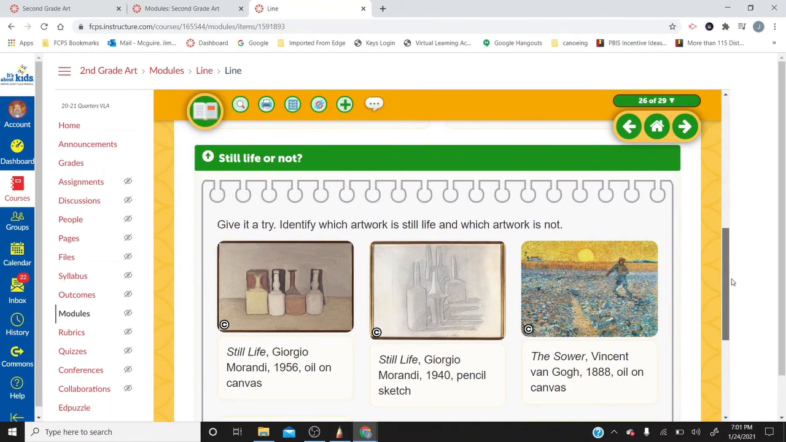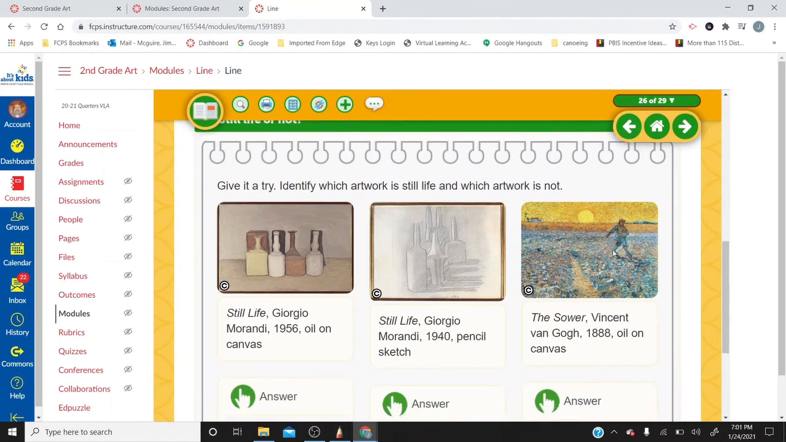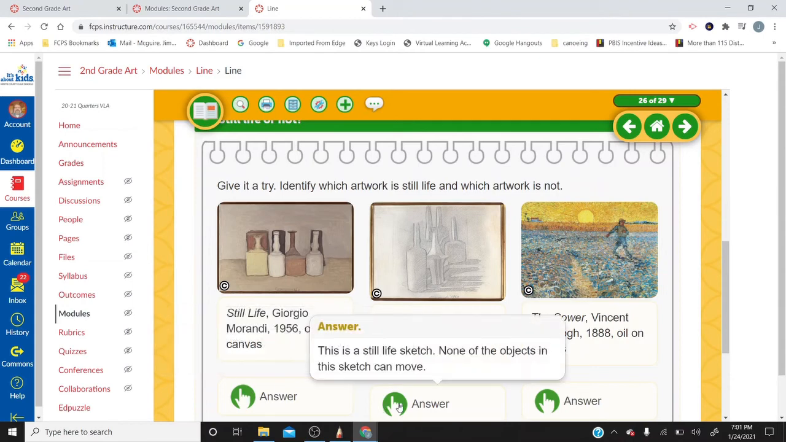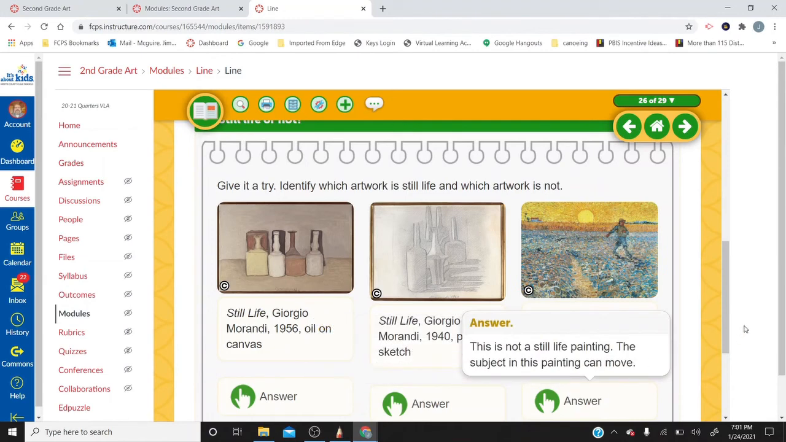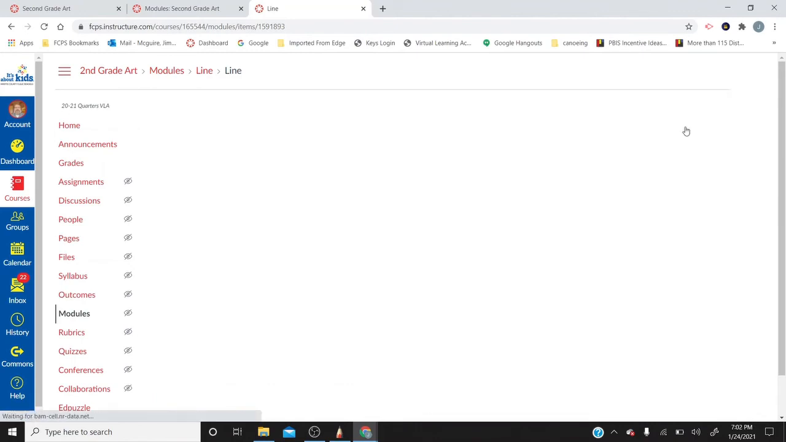Give it a try. Try to identify which of these artworks is still life and which is not. Well, that's probably not still life because that person could walk. Hmm. There's nothing in here that can move that I can see. What about this one? Do y'all see anything that can move? Let's see. Still life. Objects cannot move. Still life. Objects cannot move. Not a still life because something in that painting can move.